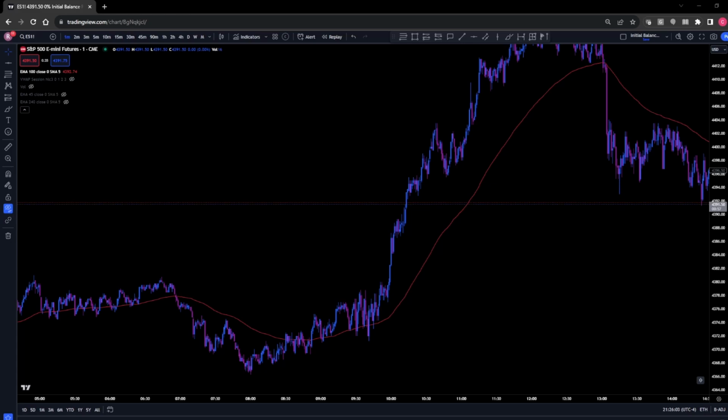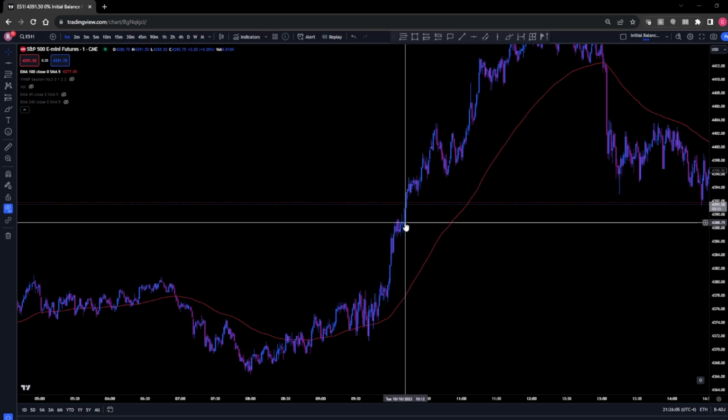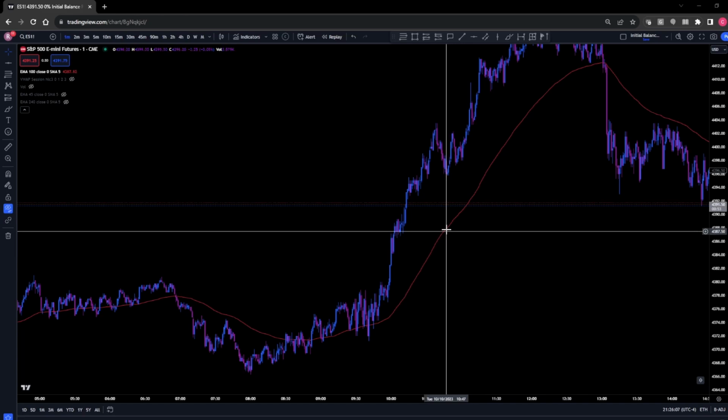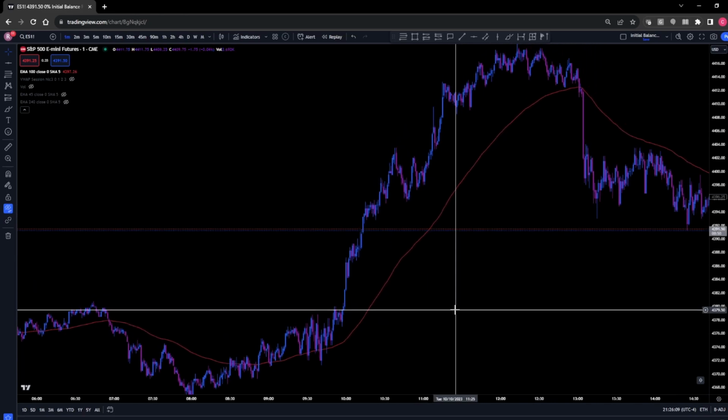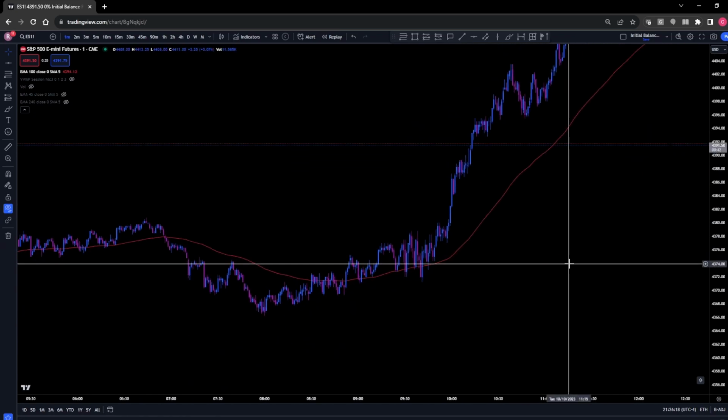I wanted to go over a video of a trade that we took today, and also look at the day and how it was setting up, and how to use footprints in conjunction with context and how to take a trade. This is for October 10th of 2023.